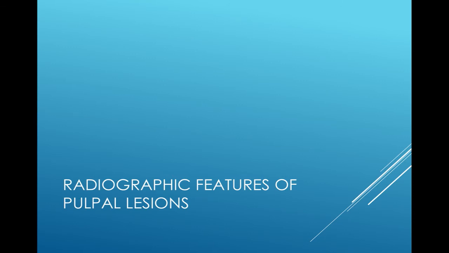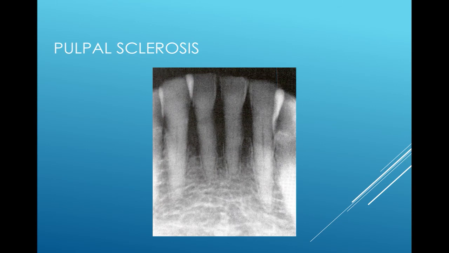So next we'll go over radiographic features of pulp lesions. So first we have pulp sclerosis. So pulp sclerosis is a diffuse calcification of the pulp chamber and pulp canals of the teeth. So it results in a pulp cavity reduced in size.